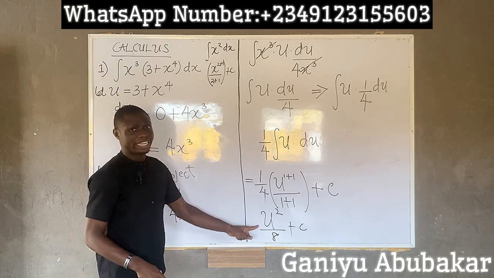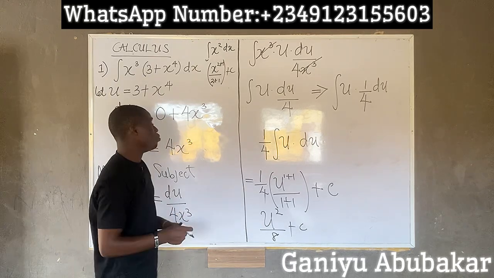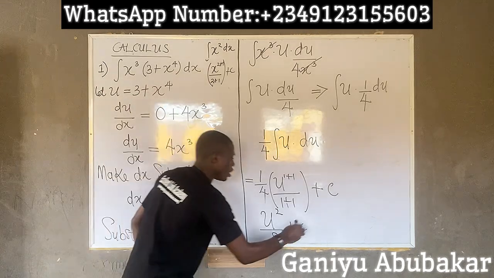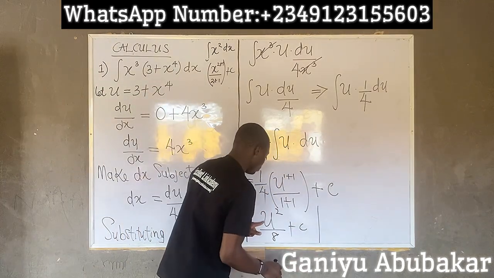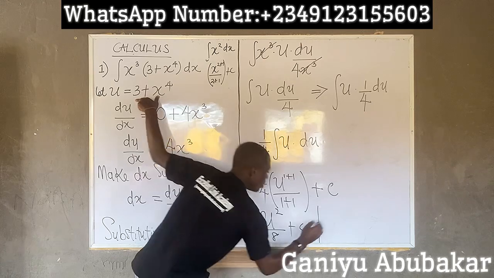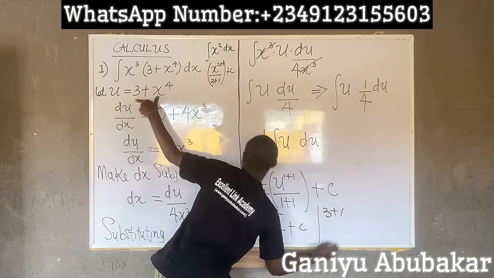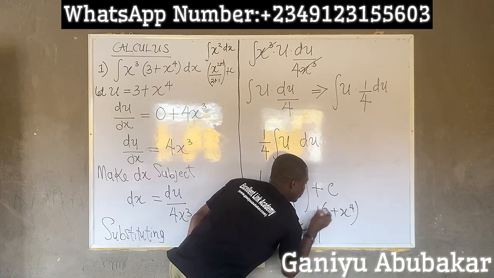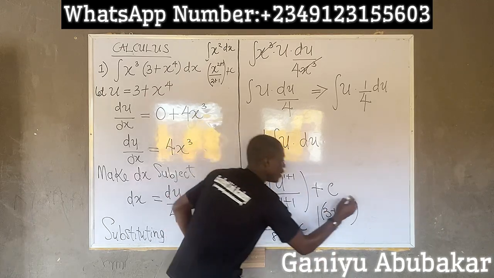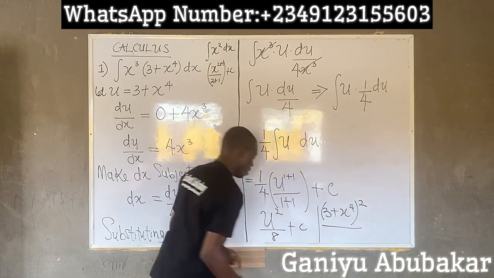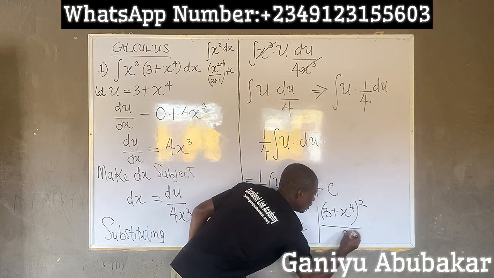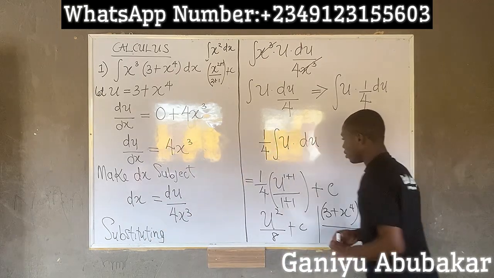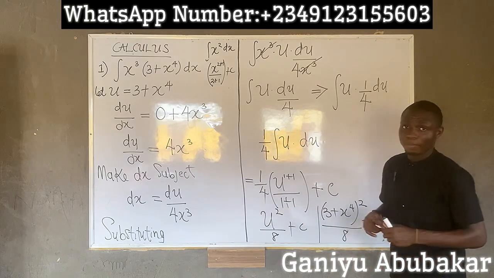Now, I can leave my answer this way because u has a value which is, of course, 3 plus x to the power 4. So in other words, my final answer becomes u squared all over 8, where u is 3 plus x to the power 4, plus c. This becomes my answer to this particular question.